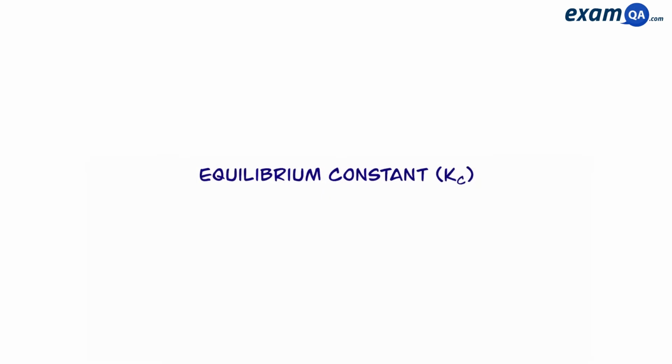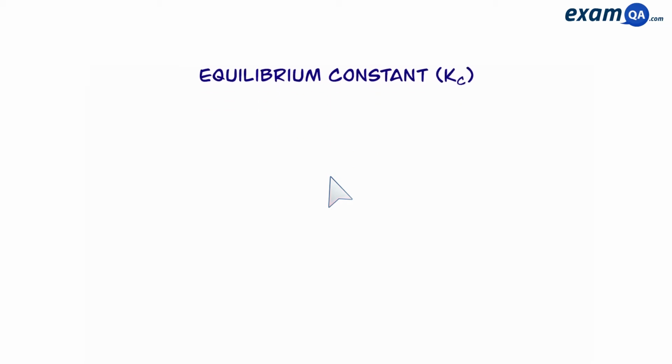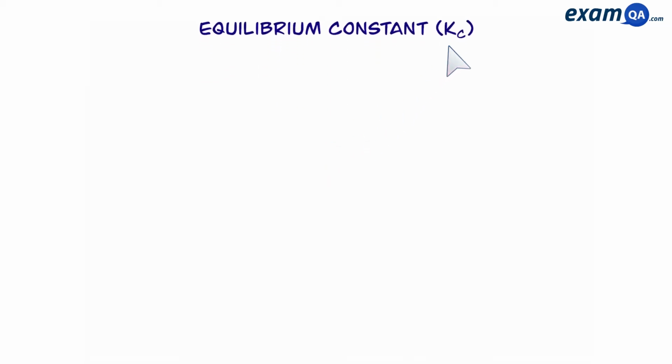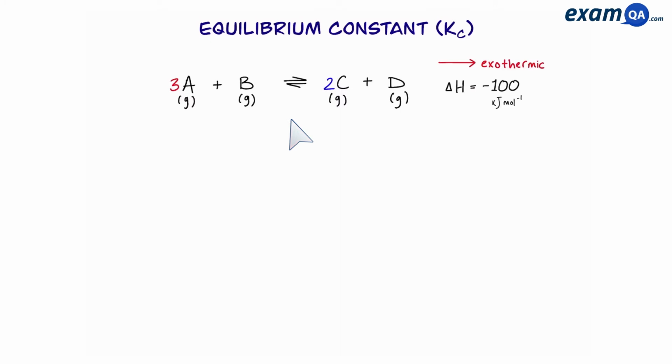Welcome. In this video we're going to be learning about the equilibrium constant, also known as Kc. Make sure you're familiar with Le Chatelier's principle before we look into this. Okay, so let's say we have a reaction: A plus B makes C and D. The reaction's been balanced for us and they've told us that the forward reaction is exothermic.